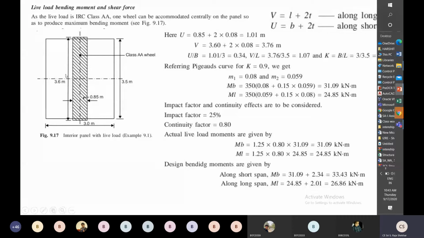That means the load which is acting on this portion should be equal to the other portion.